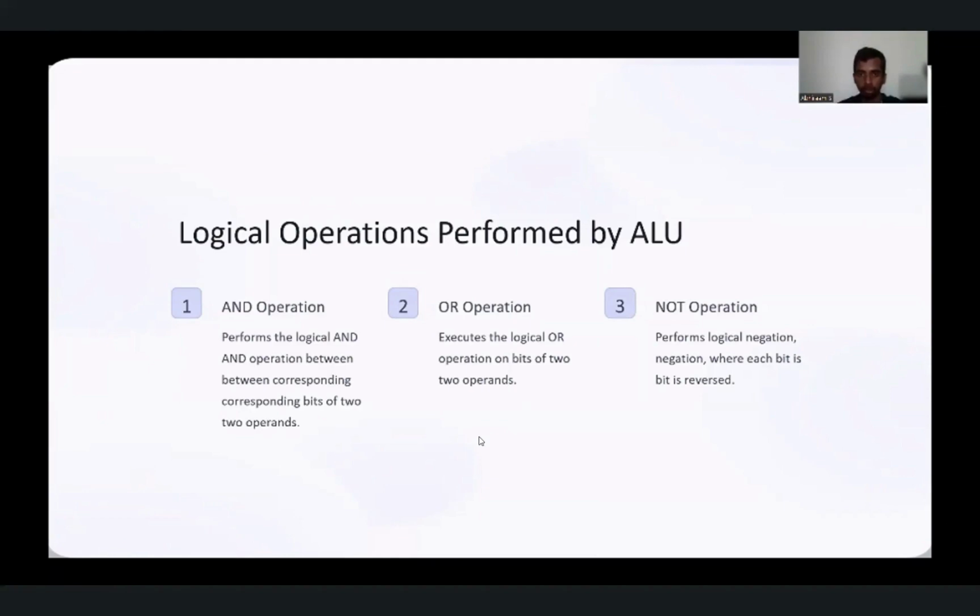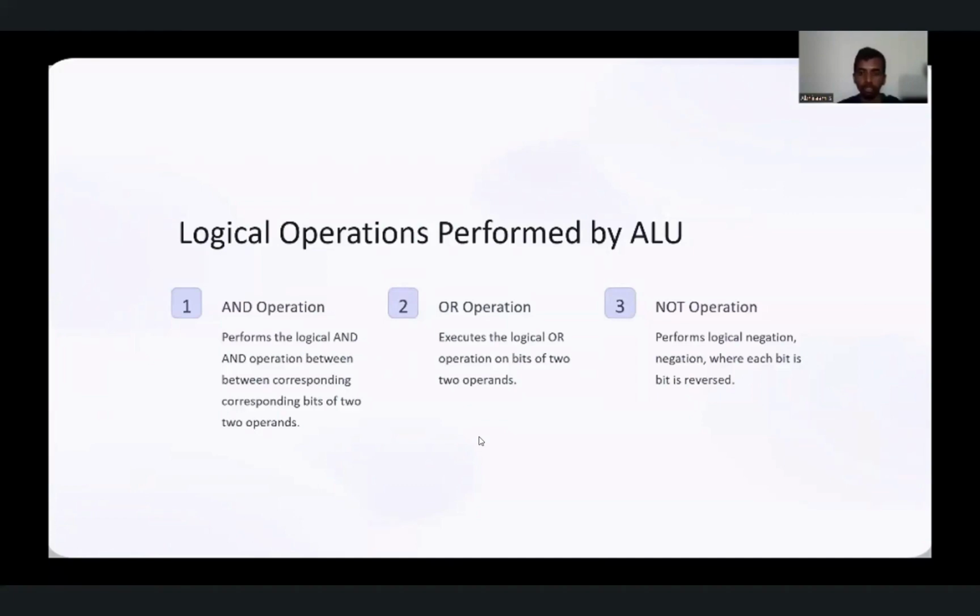an operation where if two or more inputs have zero, even if one bit in a series of binary data consists of zero, then the output would be zero. And if all the inputs in a binary data are one, then the output would be one.